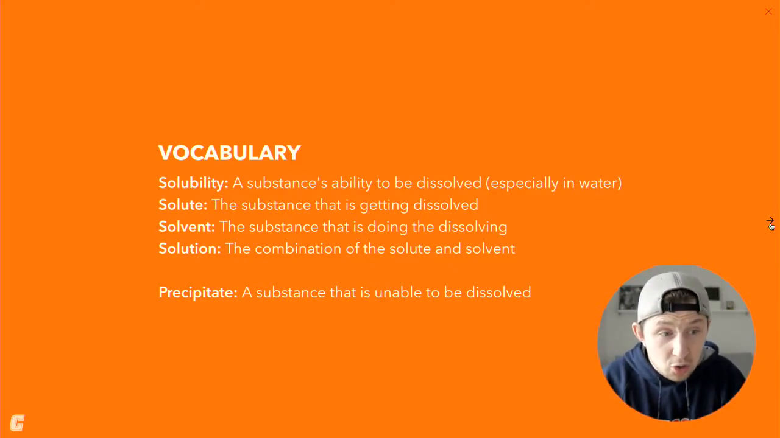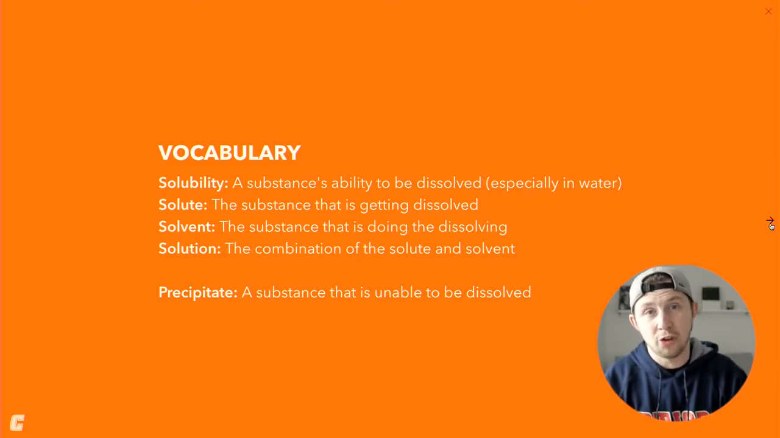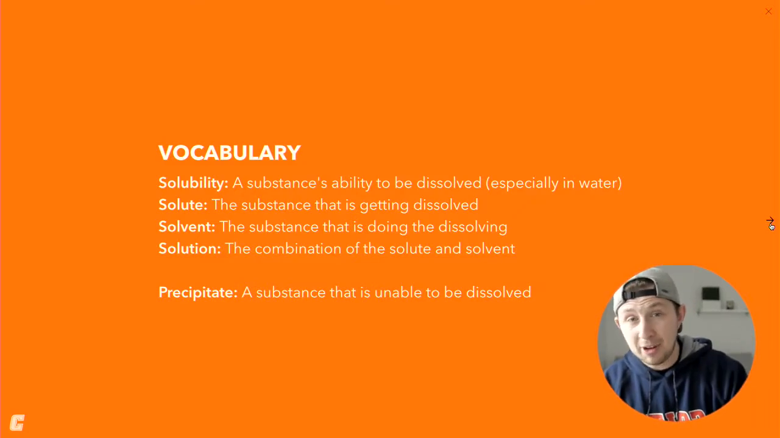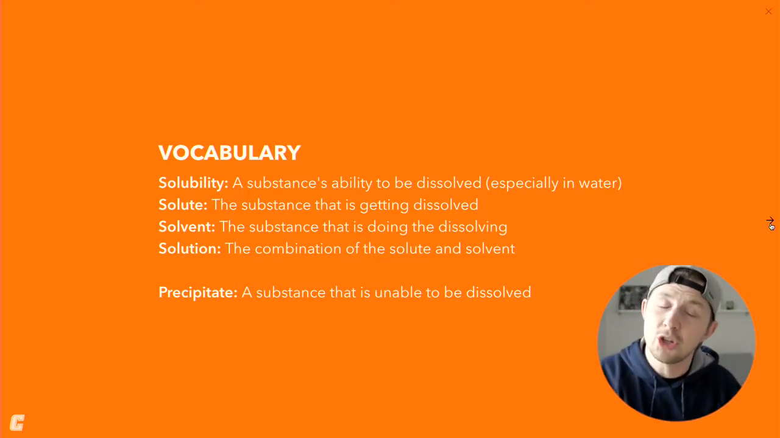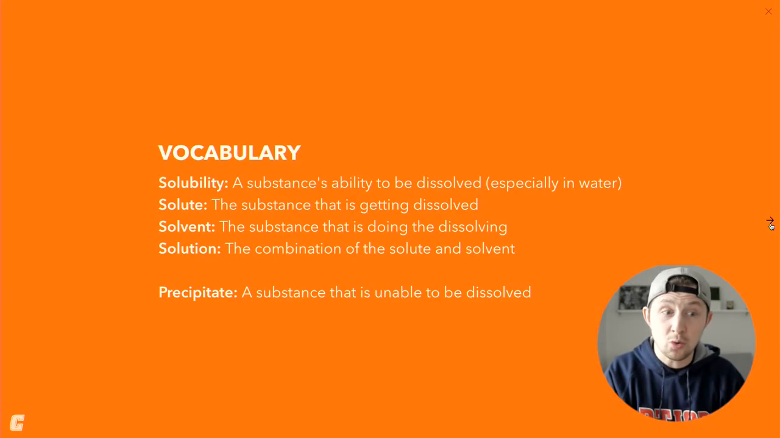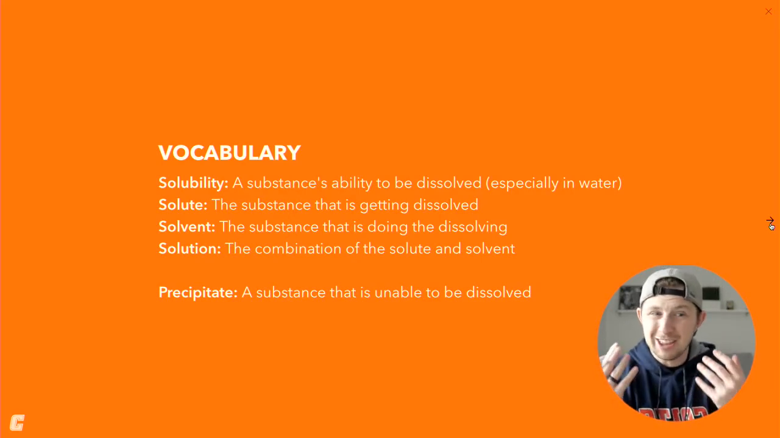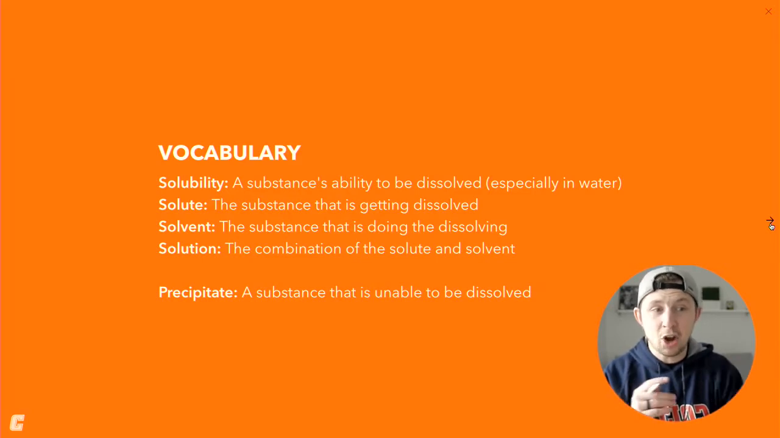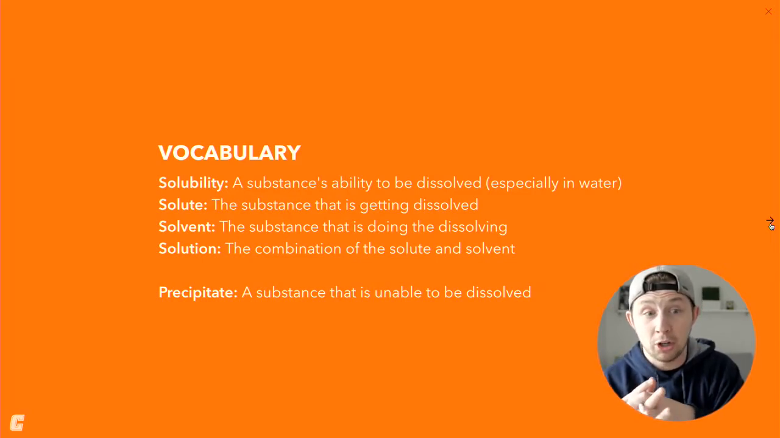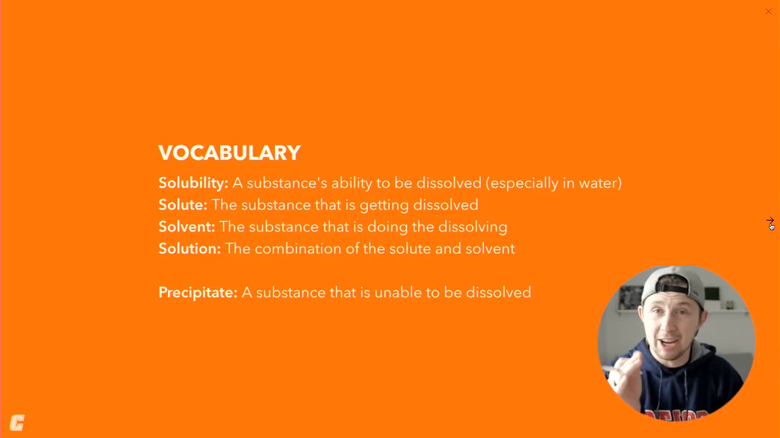Now, the solute is the substance that's getting dissolved. If I take sugar and I drop it in a glass of water and stir it up, the sugar gets dissolved in that water. The sugar in this case is the solute. The water is the solvent, in other words, the substance that is doing the dissolving. And it's this combination of things that makes our solution. A solution is a combination of our solute and our solvent.